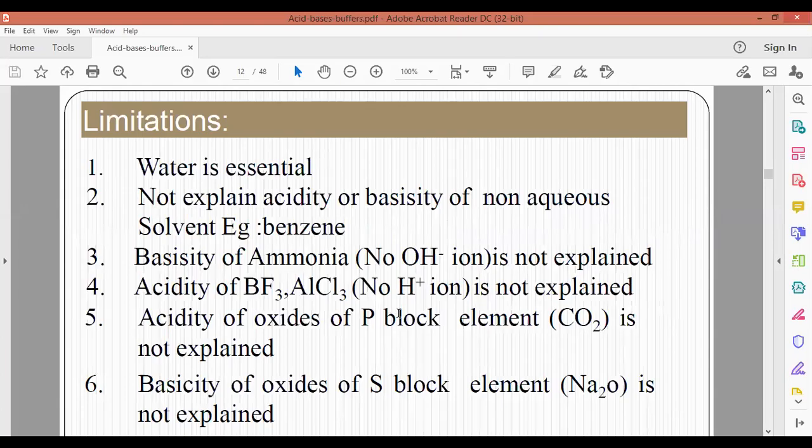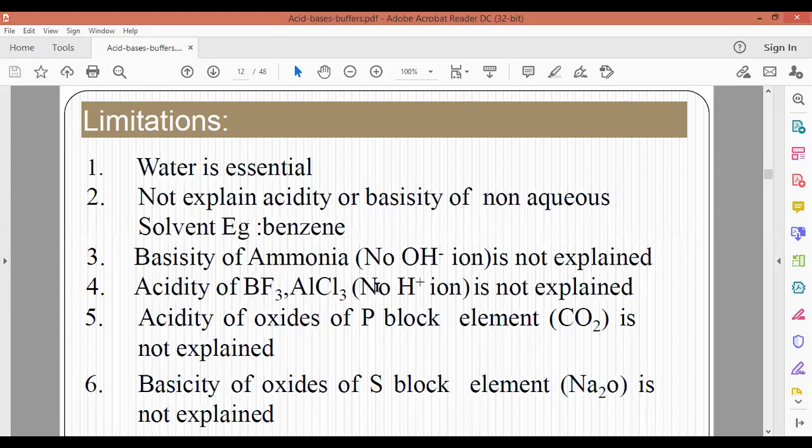See, what are the limitations? That is, up to where, to which substances can we apply this Arrhenius theory? To water, because in this, regarding acid and base, they have said that when they dissolve in water, there is a release of H+ as well as the OH- ion. So water is essential for this Arrhenius theory. By using this theory, you cannot explain the acidity or basicity of a non-aqueous solvent.